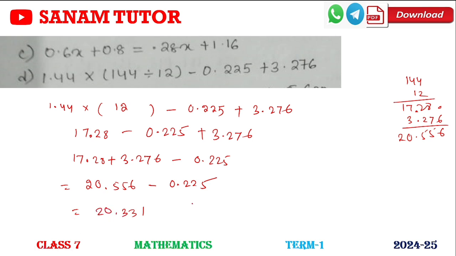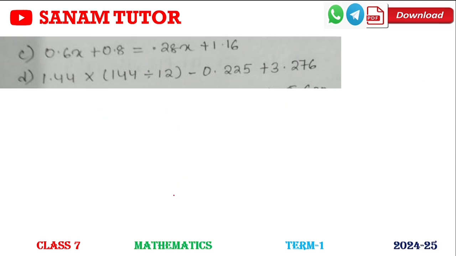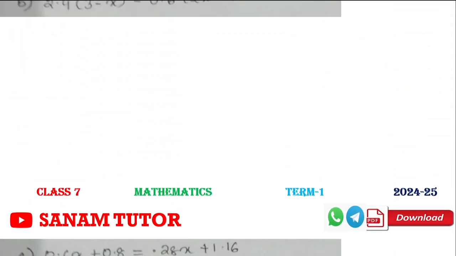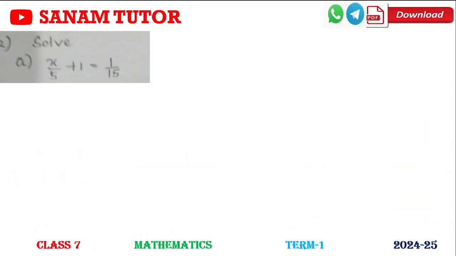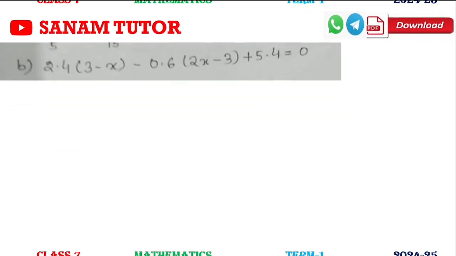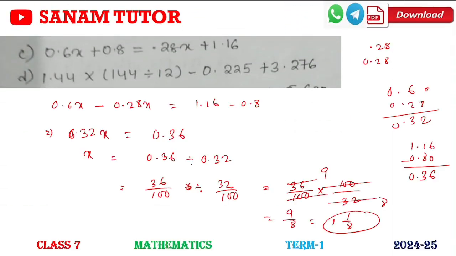Okay. So the question is to write the rational number or decimal. Only solve. Okay. So the answer will be got. So next question.